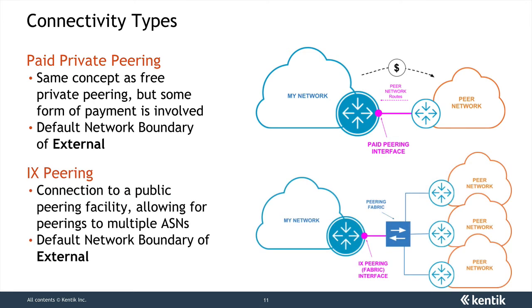IX, or Internet Exchange Peerings, are connections to a public peering facility, which contains a fabric that allows for multiple inter-AS peerings between providers at a centralized location over a single interface or bundle of interfaces within a device. The network boundary for these connections are external by default.